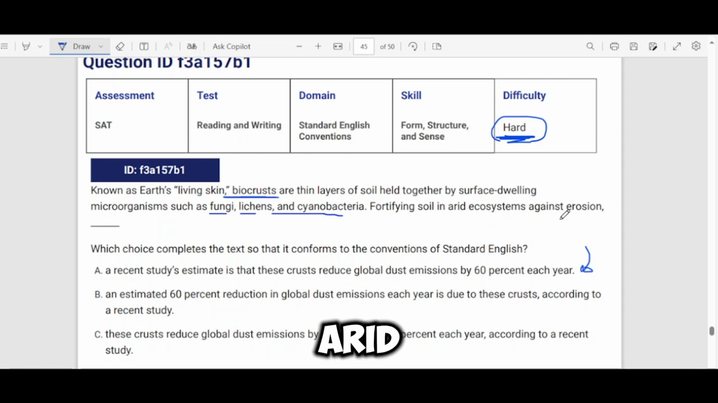Fortifying soil in arid ecosystems against erosion. Dash. A recent study estimates that these crusts reduce global dust emission by 60%. Okay, a recent study. Are we talking about a recent study? Let's see the other answer choices. An estimated 60% reduction. No, this is also wrong. These crusts reduce global dust emission. Alright, this one is also wrong. Why a recent study? Because we aren't talking about a recent study. We're talking about these crusts, these biocrusts. Alright, so let's also rule this one out.